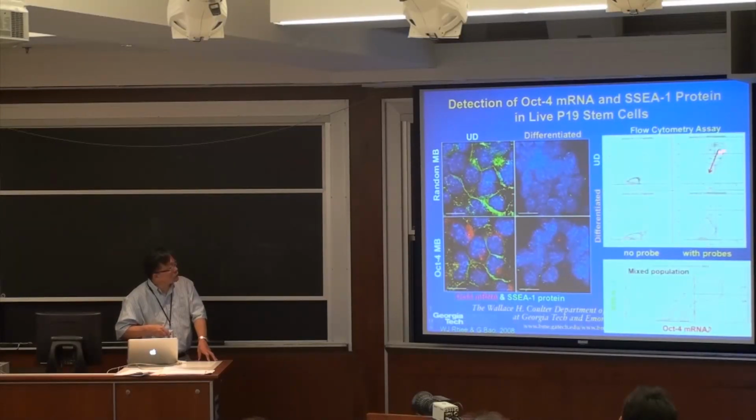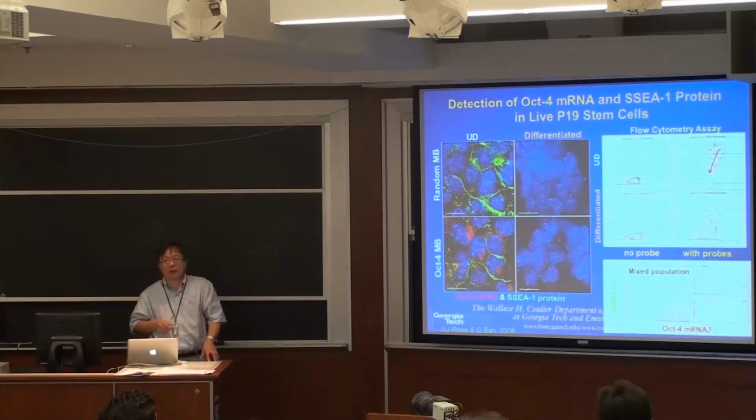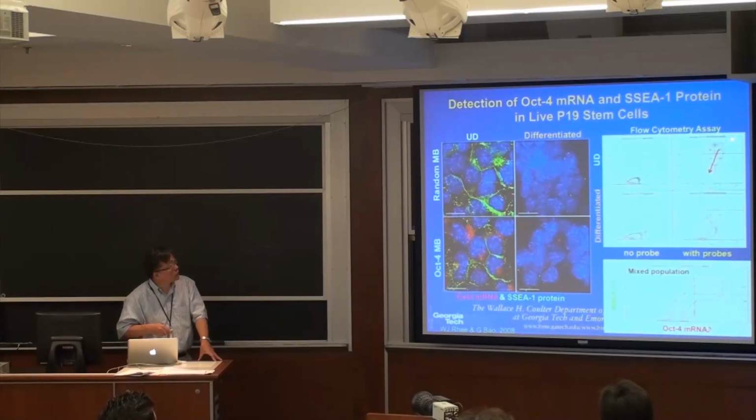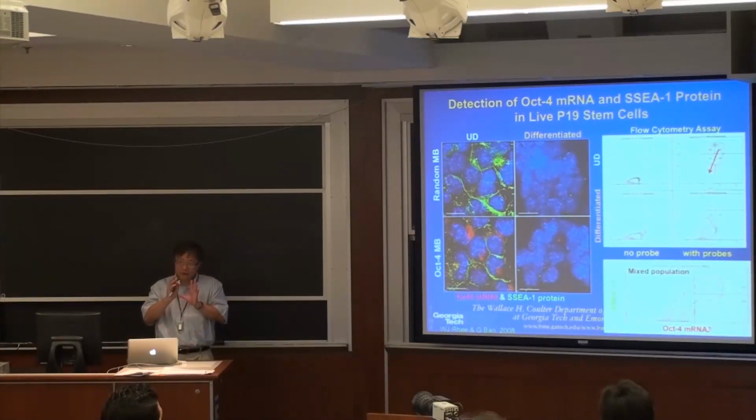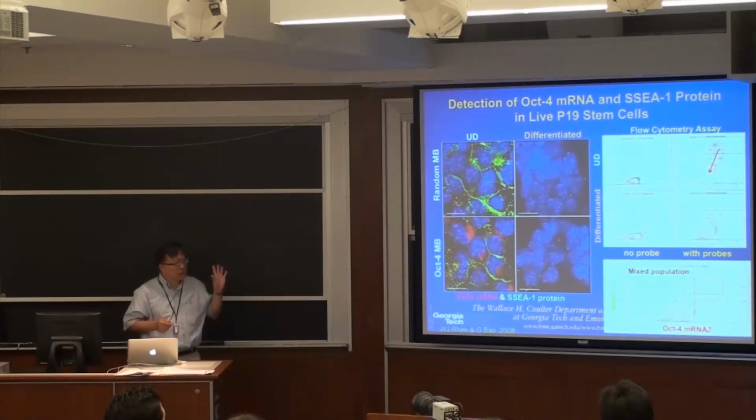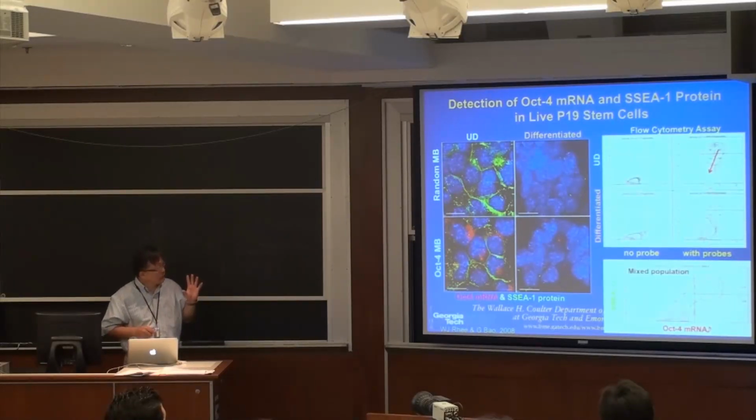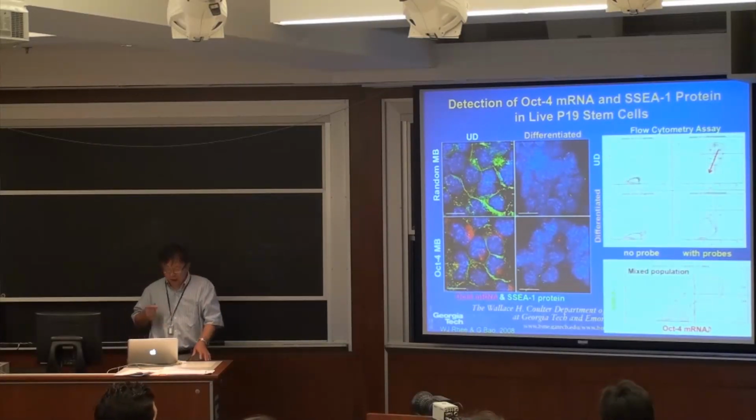Now if you use both probes, the x-axis is the beacon signal and the y-axis is the signal from the dye-labeled antibody targeting SSEA1. Then you have very different contours. Those contours are from stem cells, and those contours are from differentiated cells. So using flow cytometry, you can isolate the stem cells because you see large differences between these two populations. Of course, if you mix the two populations, you see mixed contours.